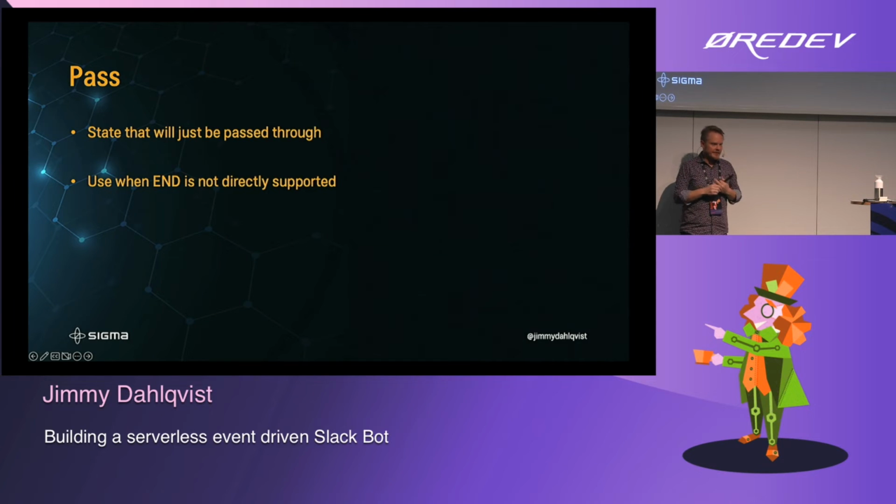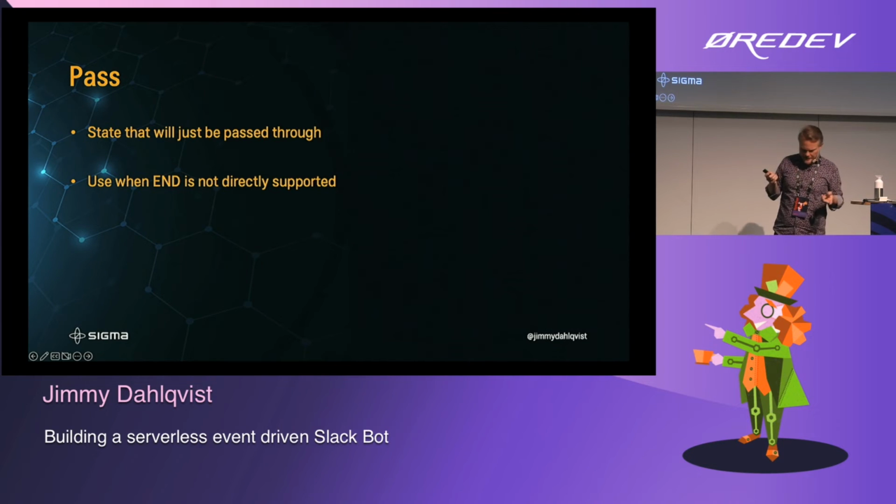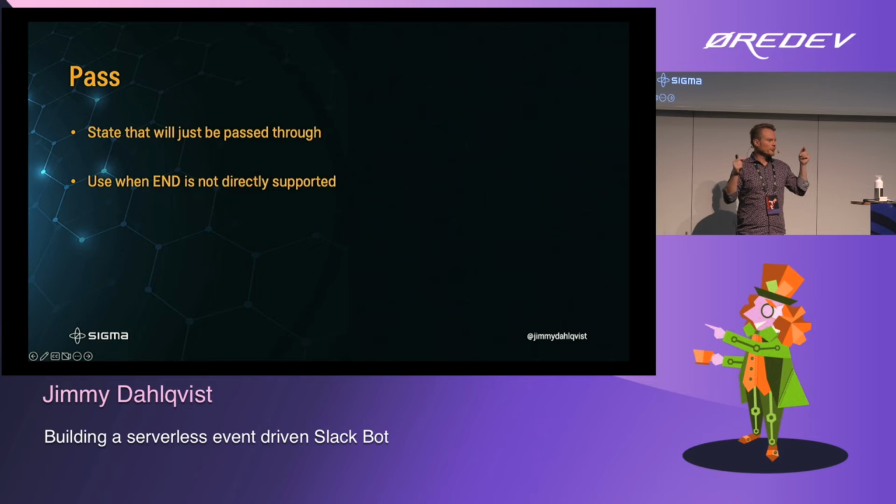The pass state is basically a dummy state. What's happening is that the step function doesn't perform any work in the pass state. It just passes through. You can do some simple data modification, use intrinsic functions if you like, but you can't do some work calling Dynamo, S3 or something like that. And this is really good to use because there are some states in a step function that don't support going to the end state, meaning that you finish everything off. So what you do is go down to a pass state, and then the pass state just goes to the end.